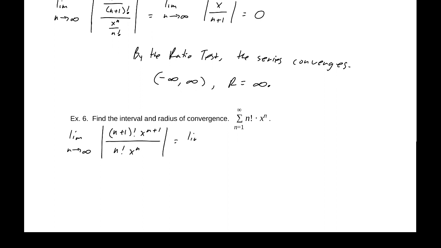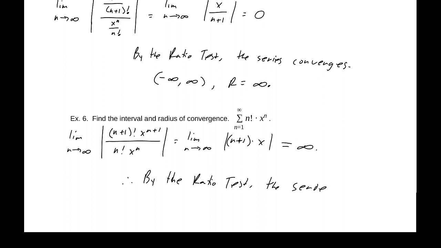Alright, so this is the limit as n goes to infinity of n plus 1 times x. Let's put that back in parentheses. N plus 1 times x. And this limit is infinity. Therefore, by the ratio test, the series diverges.